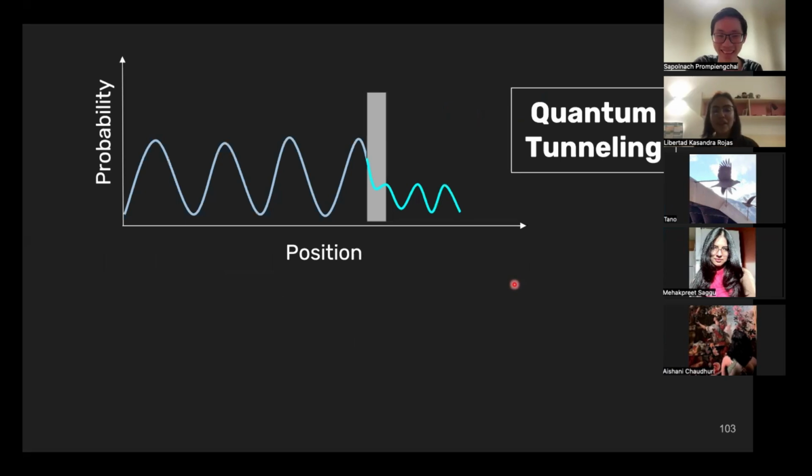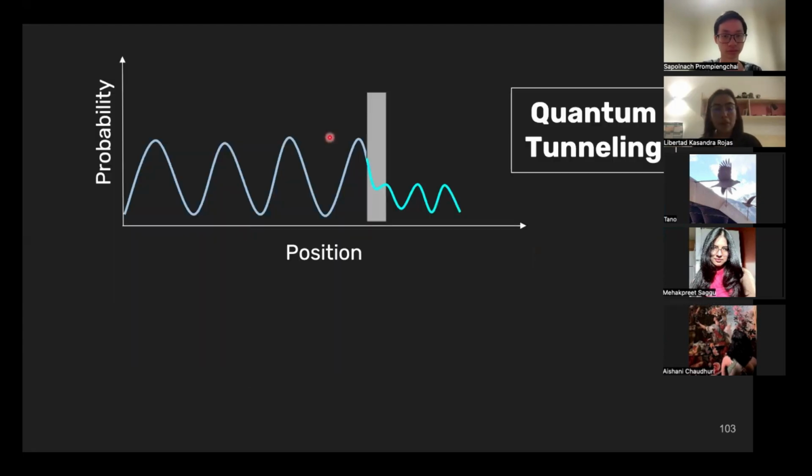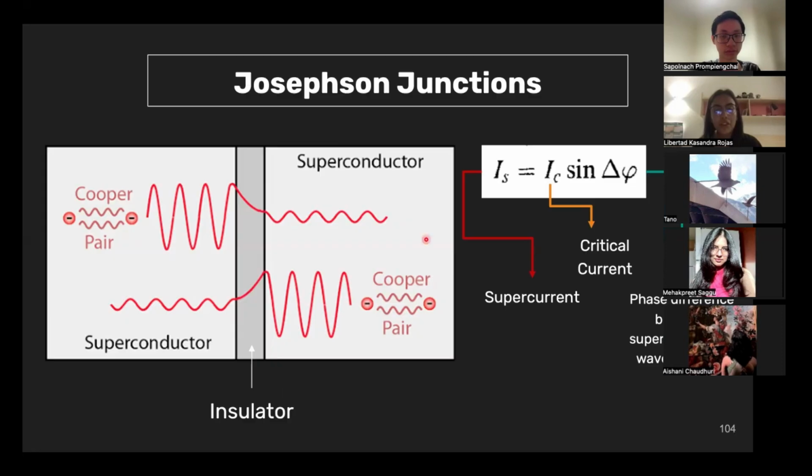Yes. The last thing I mentioned was quantum tunneling, and the reason you have to understand this is that Josephson junctions are just two pieces of superconducting material separated by an insulator layer. This insulator layer is analogous to the barrier that I showed before. The barrier we have here is synonymous with this insulator.